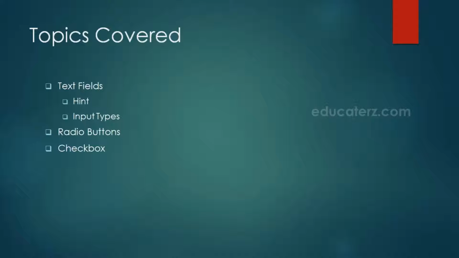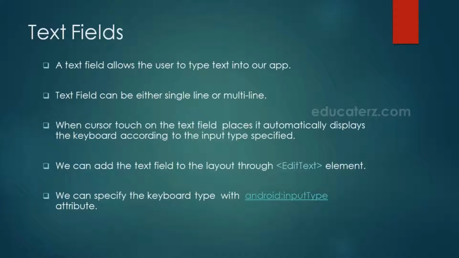So first, let us see text fields or edit text. A text field allows the user to type text into our application, where we take entries like adding a username or password. The text field can be either single line or multi-line. To add an address, we use multi-line. Most of the time you have already observed this in real life with web applications or registration forms.